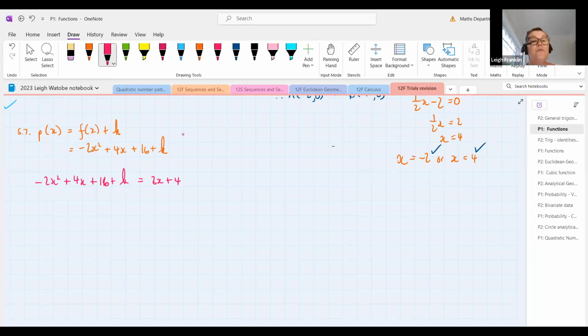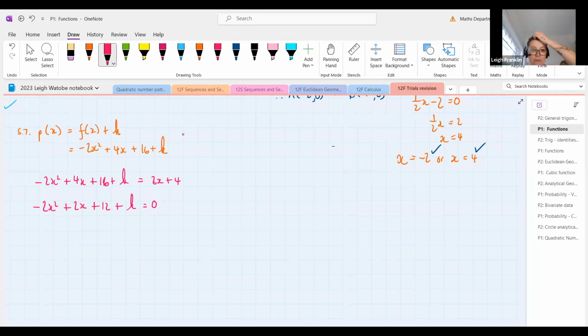And then I'm going to move these two terms, the 2x plus 4, over to the left-hand side, and I'm going to get it into standard form. So I've got minus 2x squared. This will become minus 2x, so this is plus 2x over here. This is minus 4, so I'm going to minus 4 over there. So that would be 12 plus k. And now it's equal to 0.